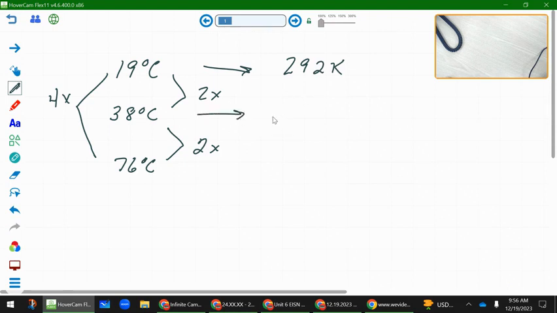38 degrees Celsius in Kelvin. Give me 76 degrees Celsius in Kelvin. This from 19 degrees Celsius to 76 is a 4 times increase, correct? Went up 4 times. 292 to 349, is that a 4 times increase? No. No.